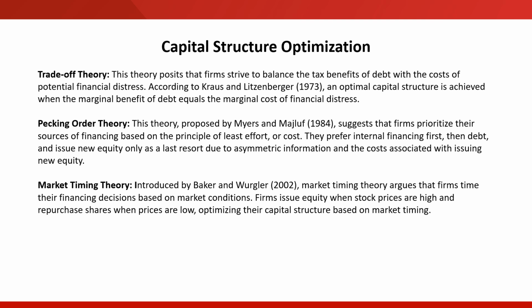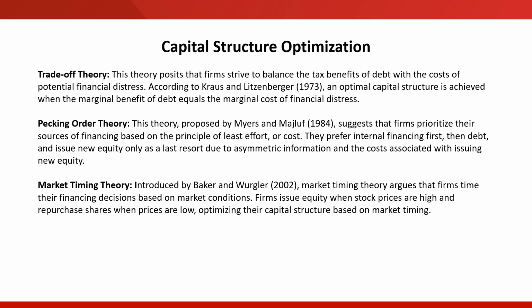The second theory is the pecking order theory. Proposed by Myers and Majluf, this theory postulates that firms prefer to finance new projects using internal funds first, then debt, and issue new equity only as a last resort. The rationale behind this hierarchy is the presence of asymmetric information between managers and investors, which can make external financing, particularly equity, more costly and less desirable.